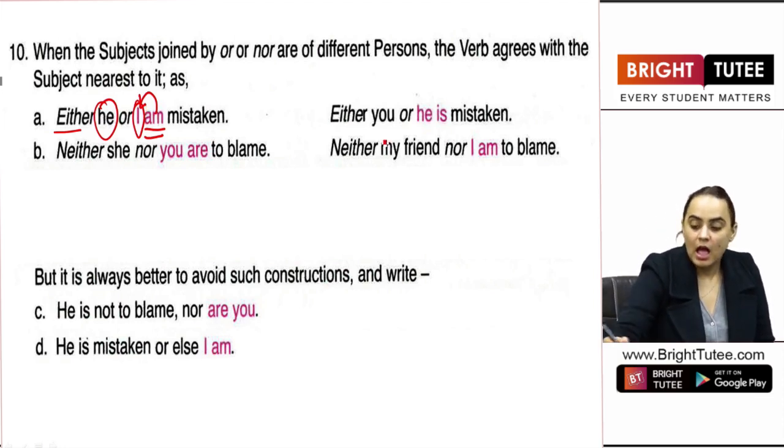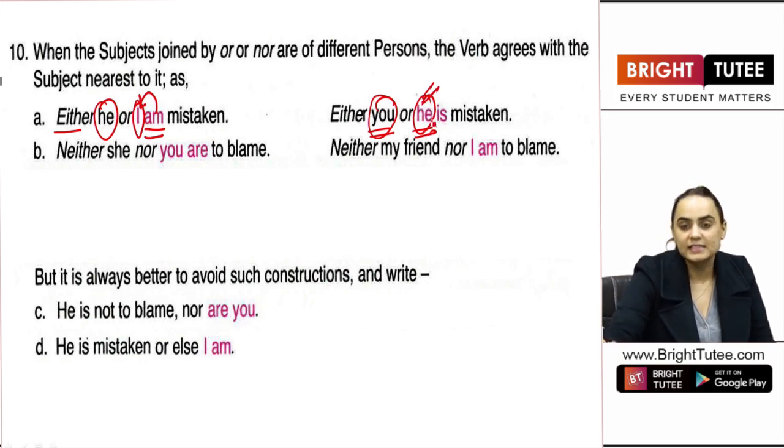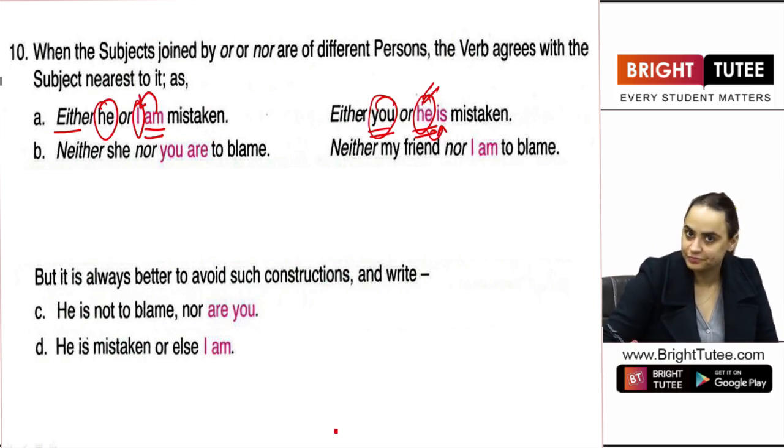Similarly, either you or he. Again, two pronouns, you and he. Which pronoun is closest to the verb? He. And this is singular in nature. Since this is singular in nature, therefore my verb is also singular in nature.